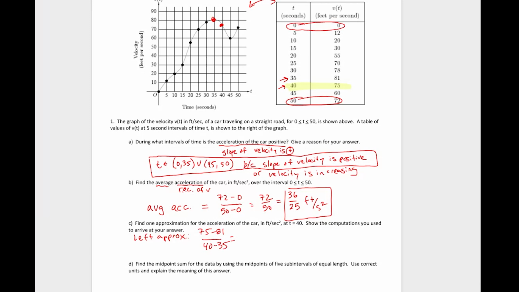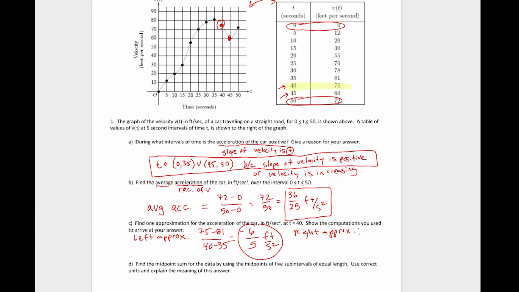75 minus 81 is going to be negative 6 over 5. So yeah, negative 1.2 feet per second squared. Okay, so that's one good approximation. The right approximation would be if I picked the point at t equals 40, this one right here. So same point we used before, but then the point to the right of it here. So the right approximation is going to be, we're going to use t equals 40 and t equals 45.